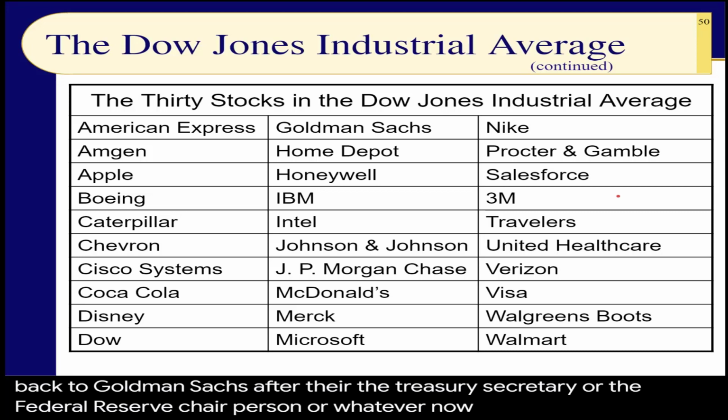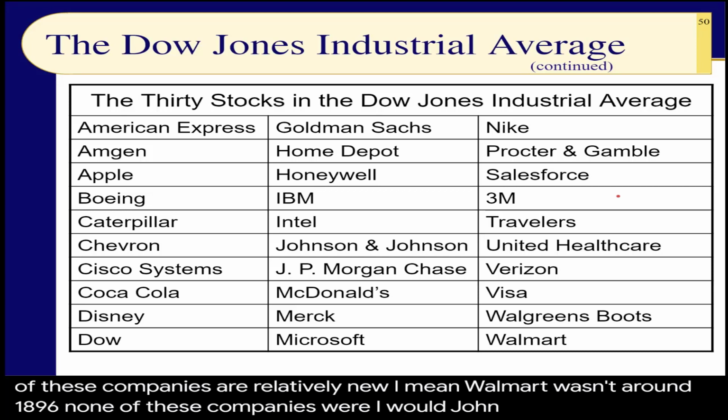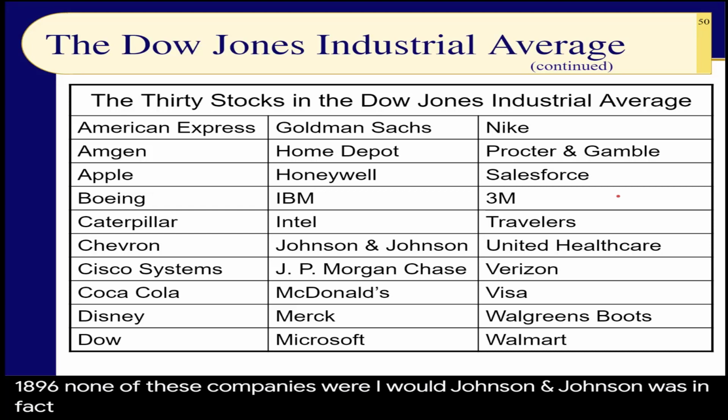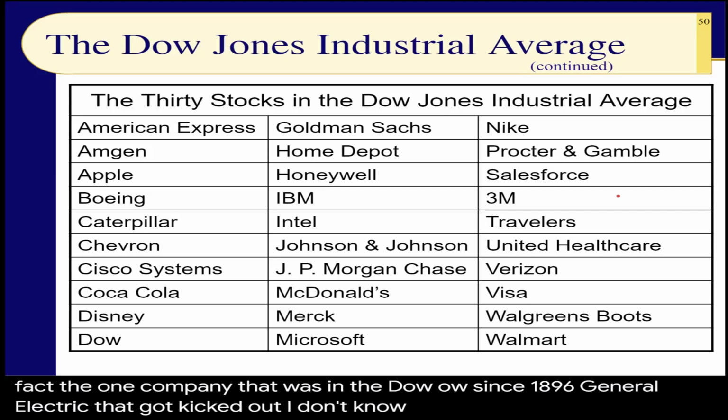Now, notice, folks, some of these companies are relatively new. I mean, Walmart wasn't around in 1896. None of these companies were. Johnson and Johnson was. In fact, the one company that was in the Dow since 1896, General Electric, got kicked out, I don't know, quite a while ago.